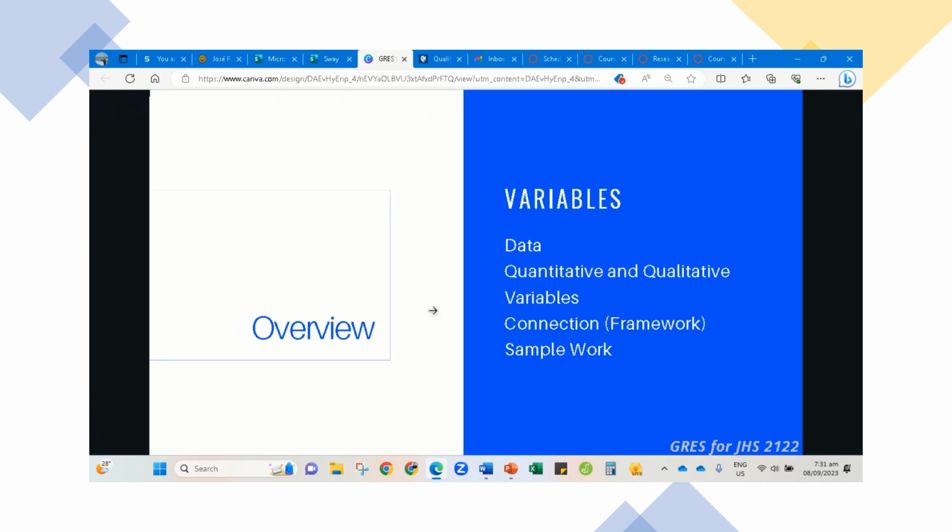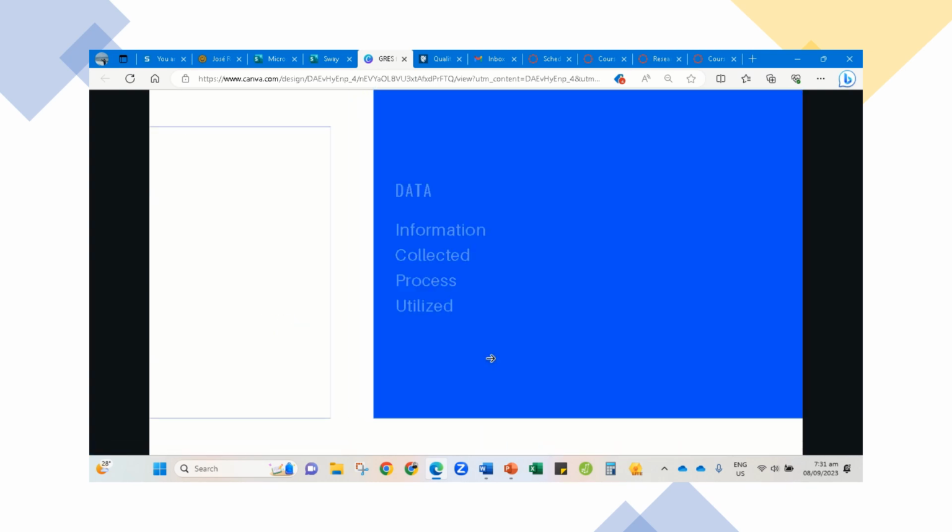So when you talk about variables, this is about data. It could be quantitative or qualitative. And variables, this is an overview, so let's talk about that. And then connection to your framework and then sample work. Now, let's have this one.